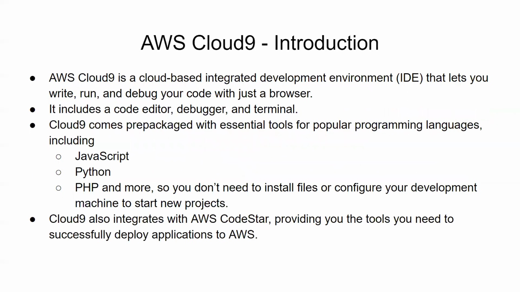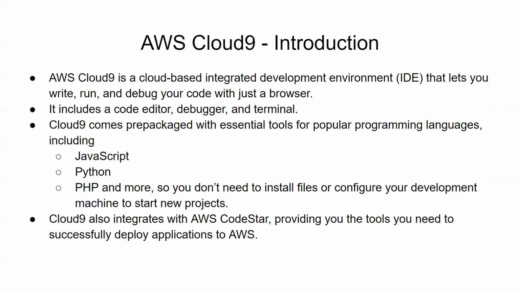So Cloud9 is a cloud-based integrated development environment that lets you write, run, and debug your code with just a browser. You don't need any heavyweight software installed on your laptop. Just a basic laptop would be more than enough to get started with AWS Cloud9, provided you have decent internet connectivity. It includes a code editor, a terminal, as well as a debugger.